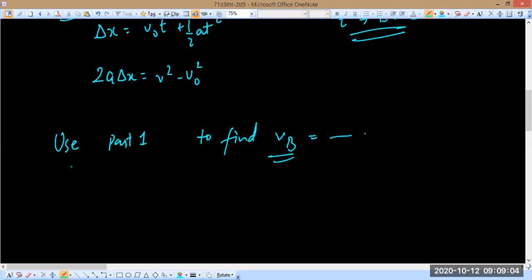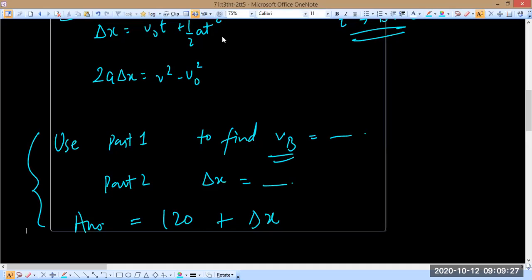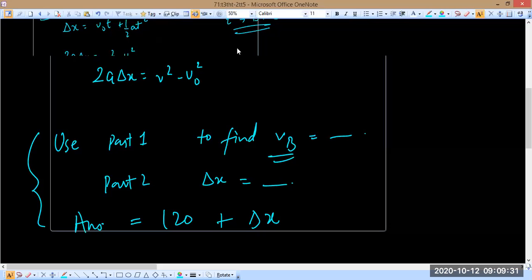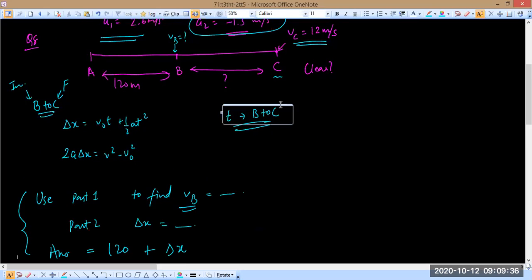All right, once you do that, you can do the calculation of part 2 and find delta x for part 2. So the final answer will be 120 plus delta x. So in these three steps you get the whole sum. All right, clear? Would anyone like to ask anything more about this? Again, diagram is key.